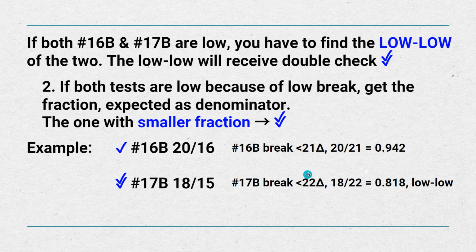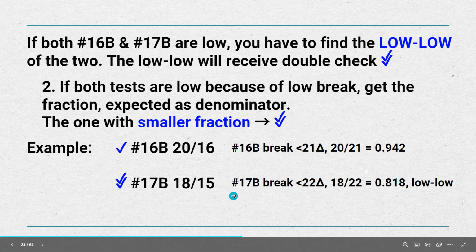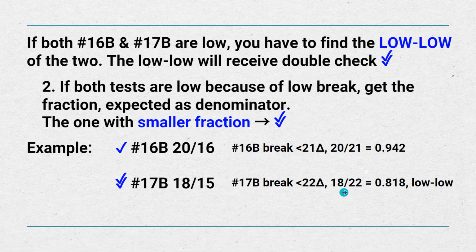And next you have to get the fraction. So for 16b, 20 is the numerator and 21 is the expected. The expected is 21 over 15, so the 21 break is what you use. So 20 over 21 is equal to 0.942. For 17b, you use the given 18 over the expected as denominator, so 22. So 18 over 22 is 0.818.